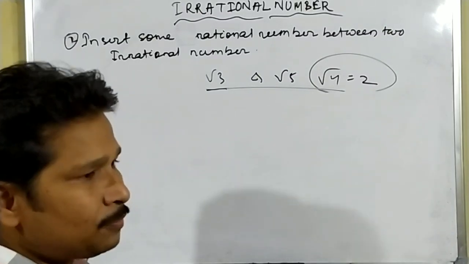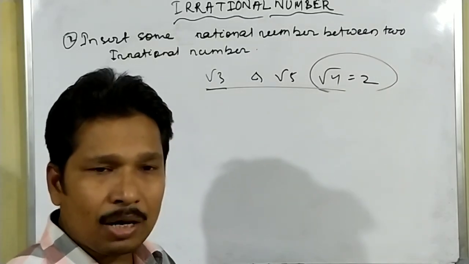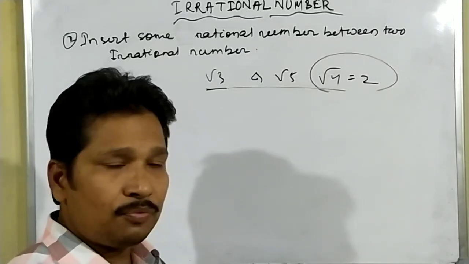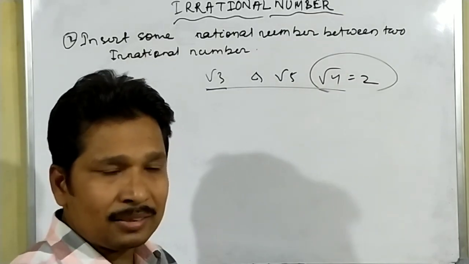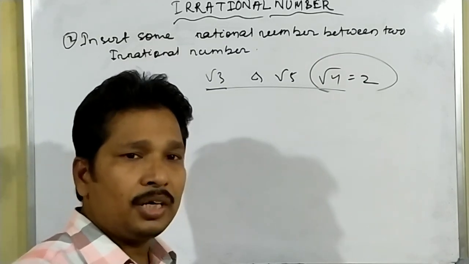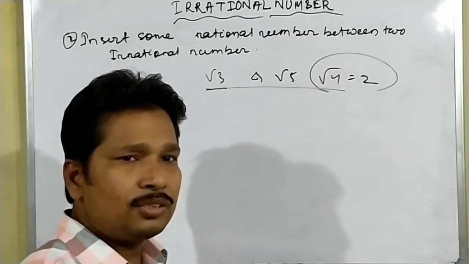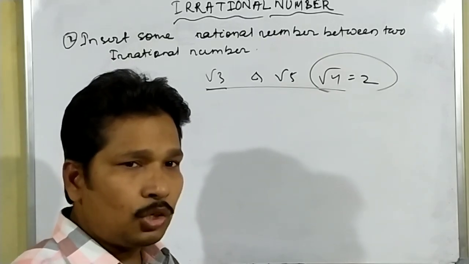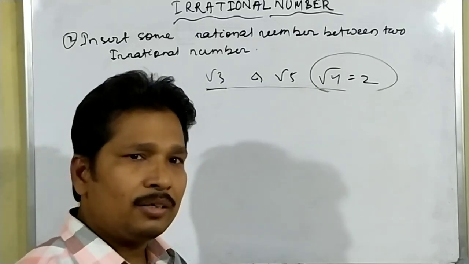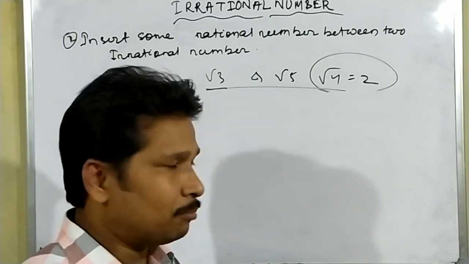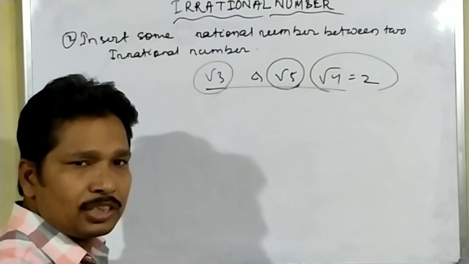We have already learned that if we take a non-repeating, non-recurring decimal number, then that decimal number will be an irrational number. That means irrational numbers are examples of non-repeating decimal numbers. That means non-repeating decimal numbers are irrational numbers. So we have to convert this irrational number into decimal form.